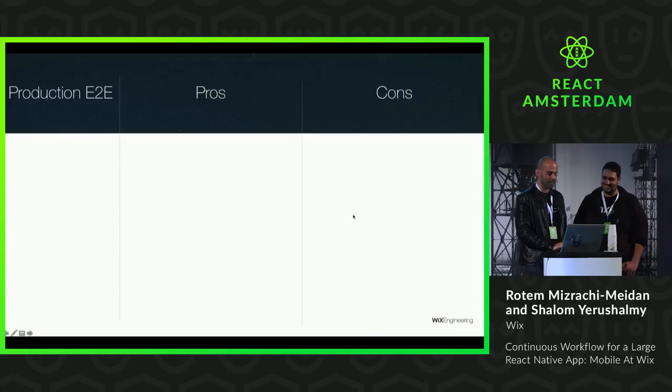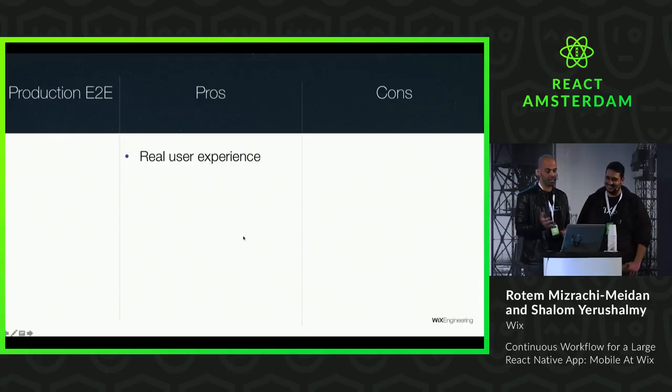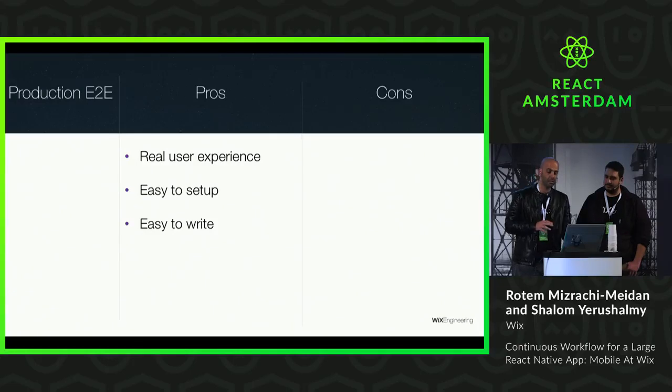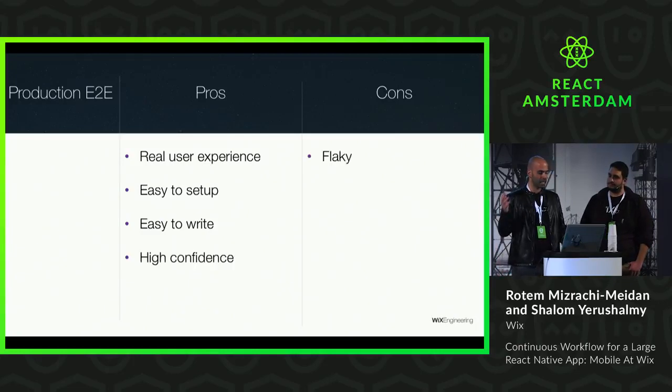So the pros of production E2E are that these tests are as close as possible to a real user experience, logging in with the real users against production endpoints. They're very easy to set up, and they're very easy to write. Just find an element, interact, and expect something to happen, and that's it. These tests can provide very high confidence if they were not flaky and slow.